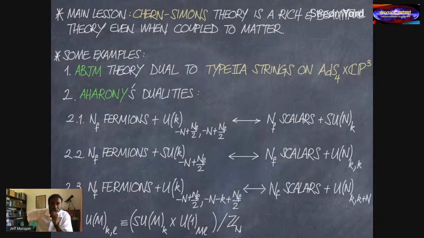And there are some great examples of Chern-Simons matter theories and the richness of the mathematics and physics contained in them. The first example that comes to mind is the so-called Aharony-Bergman-Jafferis-Maldacena, or ABJM theory, which is a Chern-Simons matter theory that is supposed to be dual to type 2A string theory on AdS4 cross CP3. So CP3 is a complex projective 3-space.